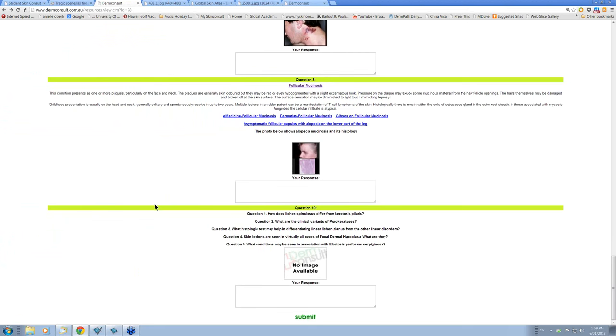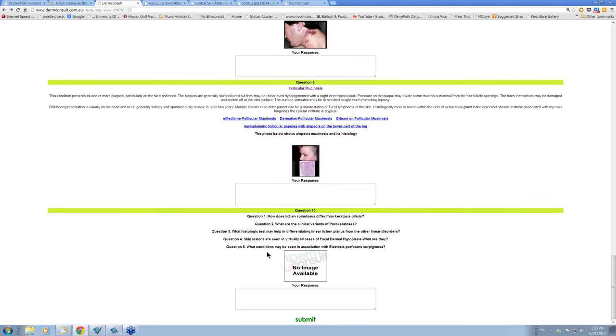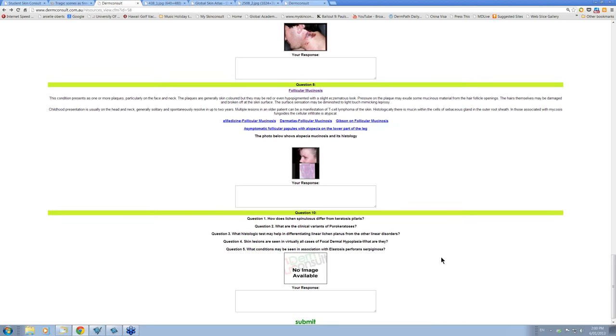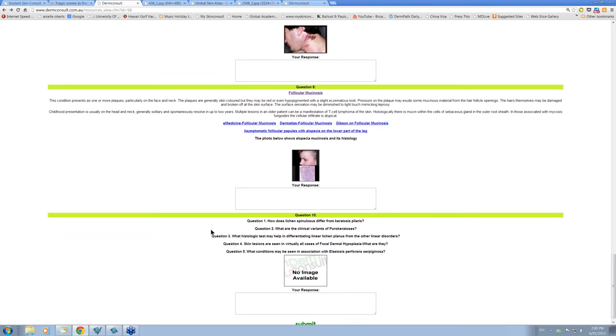We ended up with a series of questions. To get the answers, put your responses in this section and click submit. What conditions may be seen in association with EPS? That was some of the genetic disorders we talked about. Skin lesions are seen in virtually all cases of Goltz syndrome, focal dermal hyperplasia. What are they? Remember, it's part of the linear developmental disorders, with telangiectasia and patulous soft nodules because of the lack of dermis.